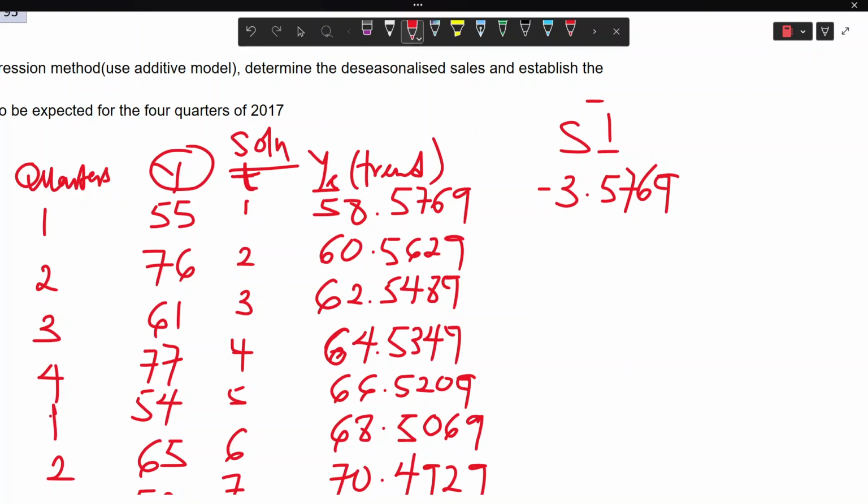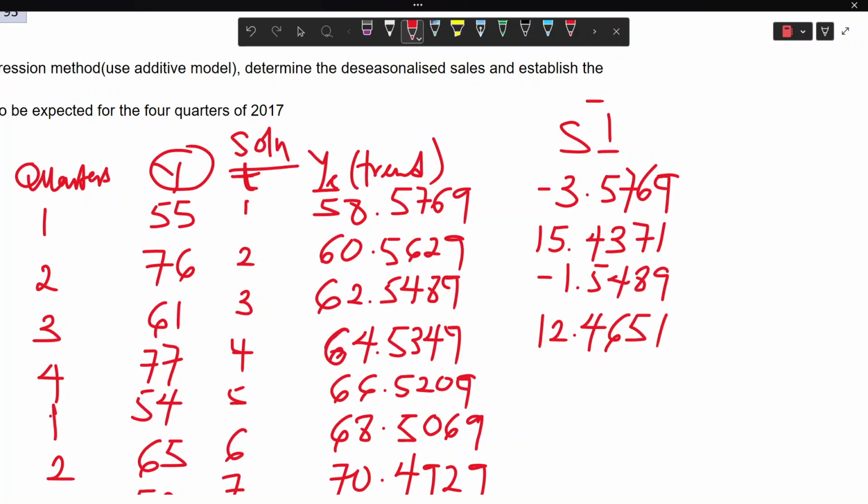Then 76 minus 60.5629, we have 15.4371. Next one is 61 minus 62.5489, negative 1.5489. 77 minus 64.5349, 12.4651. 54 minus 66.5209, negative 12.5209.